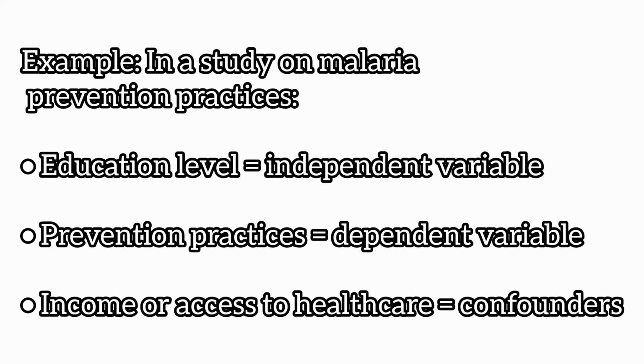Now, for example, in a study of malaria prevention practice, education level is our independent variable. Prevention practice is our dependent variable, while income or access to healthcare could become the confounders. Knowing your variables early will help you to design a proper study.